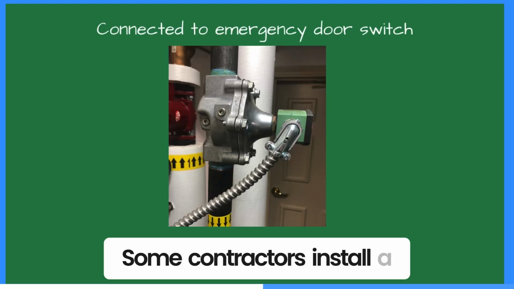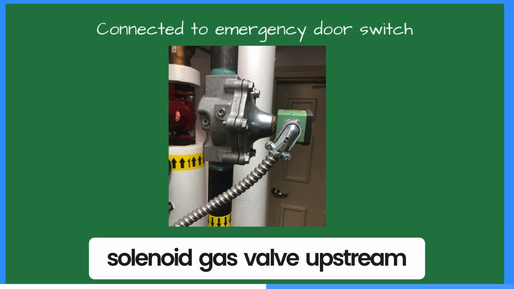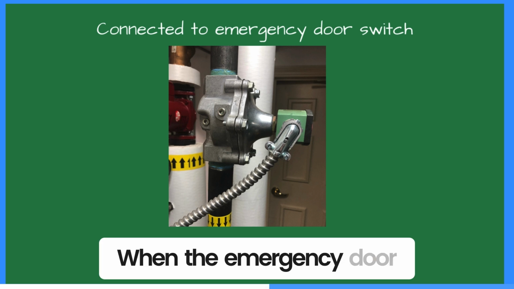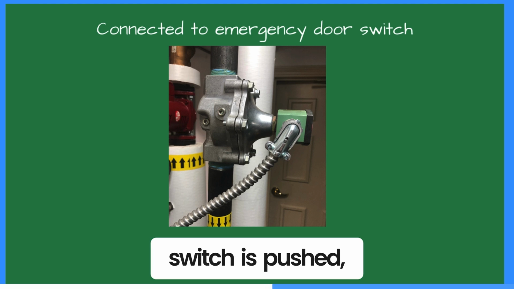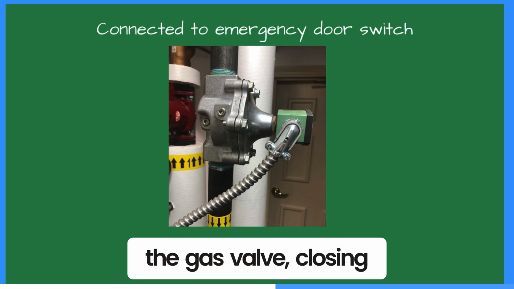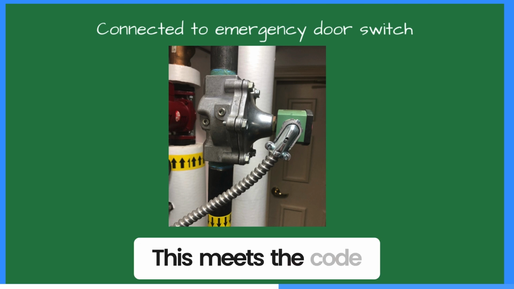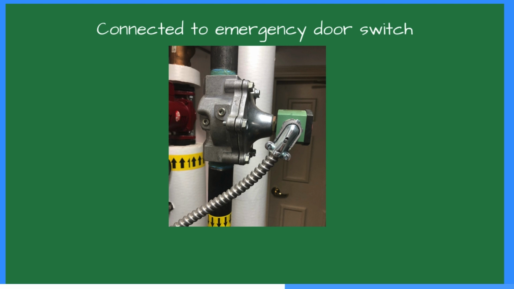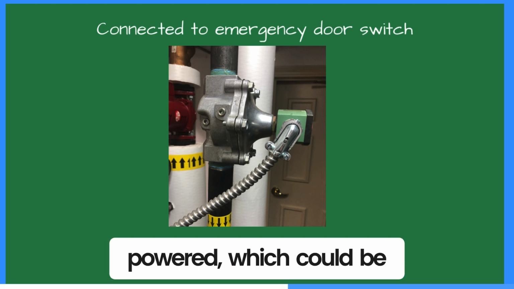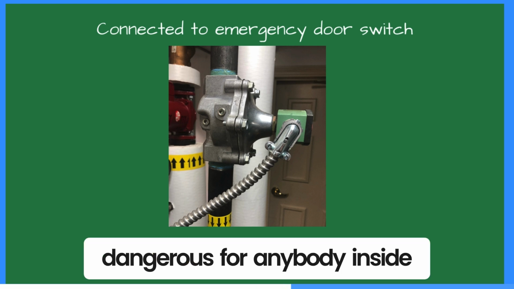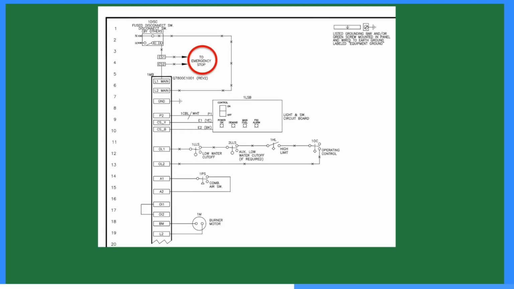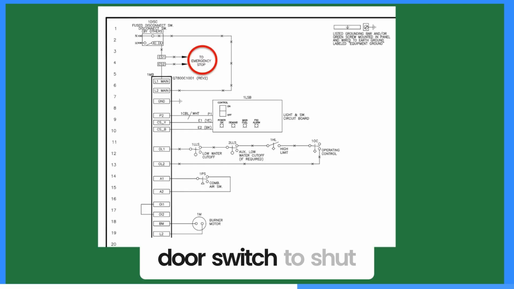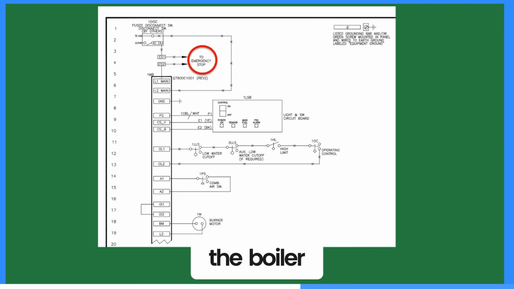Some contractors install a solenoid gas valve upstream of the boiler. When the emergency door switch is pushed, it cuts power to the gas valve, closing it. This meets the code language, but doesn't disconnect the boiler's power. The boiler is still powered, which could be dangerous for anybody inside the boiler room. I prefer wiring the door switch to shut off the power to the boiler. In this way, the electric and the gas are both shut off.